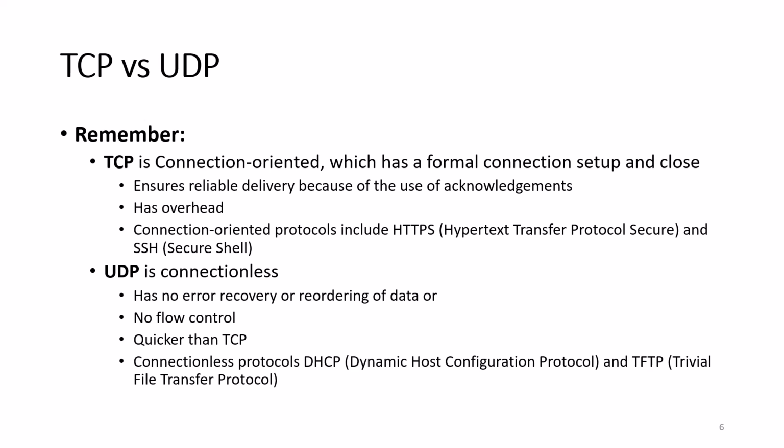Remember, TCP is connection-oriented, which has a formal connection set up and closed. It ensures reliable delivery because of the use of acknowledgments. It has overhead compared to UDP. Some of the connection-oriented protocols include HTTPS, FTP, and SSH. UDP is connectionless. It has no error recovery or reordering of data or flow control. Since it does not use acknowledgements, it is quicker than TCP. Some connectionless protocols include DHCP and TFTP.